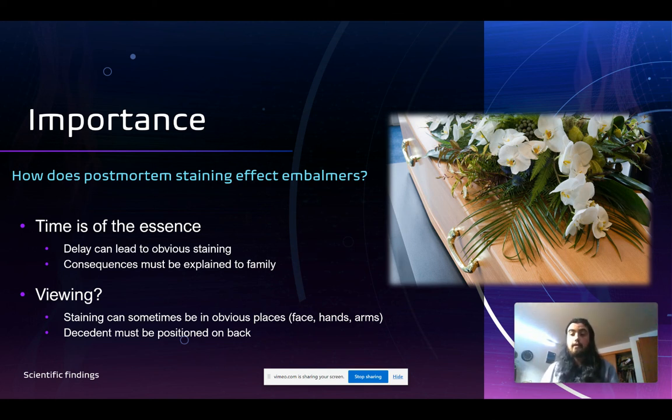but it is something that they need to consider when making that decision, especially if we're having a viewing, which is the second part. So sometimes these stains can appear in obvious places such as the face, the hands, and the arms. So that's something a family needs to understand, that those things could be visible. Of course, we can do our best to apply makeup and other cosmetics in order to cover them up, but unfortunately they can be in obvious places, and that can affect viewing.